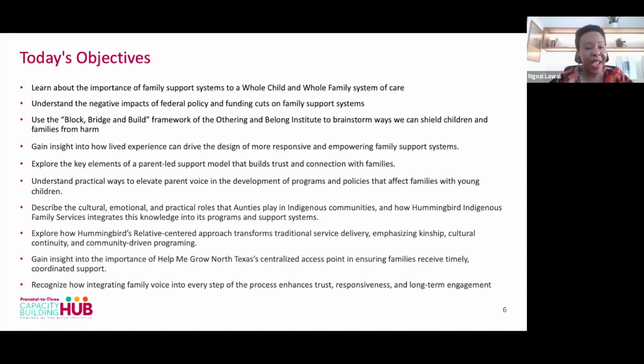And we are going to be looking at Help Me Grow North Texas's approach to making sure that families are connected. And they're going to be talking about their navigation approach to connecting families beyond just referrals, like really connecting families in a way that gets them to what they need.